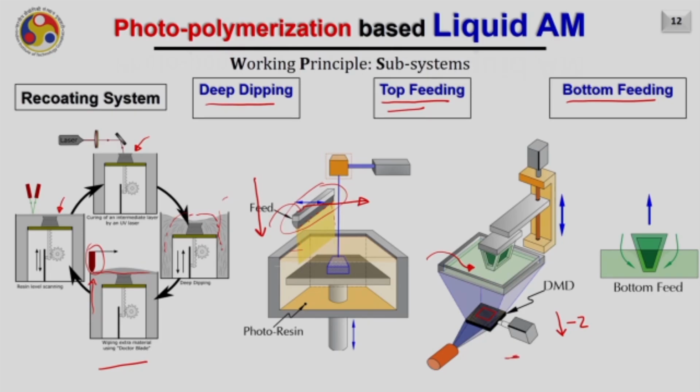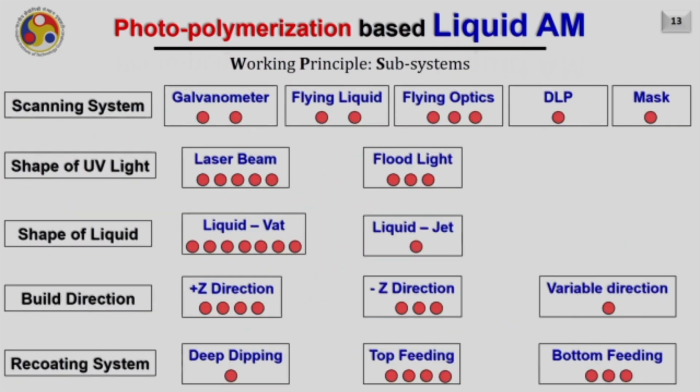We shall discuss this system in detail when we discuss a machine which particularly uses this technology. So these are the three most popular recoating systems in the wet photopolymer based liquid additive manufacturing. Now let me put all these subsystems together.